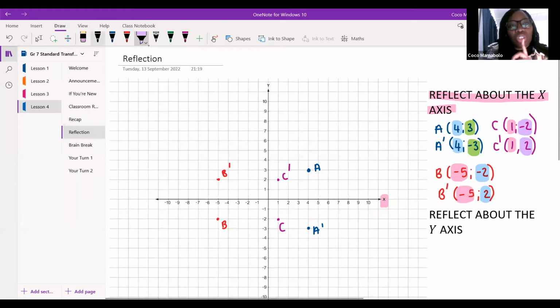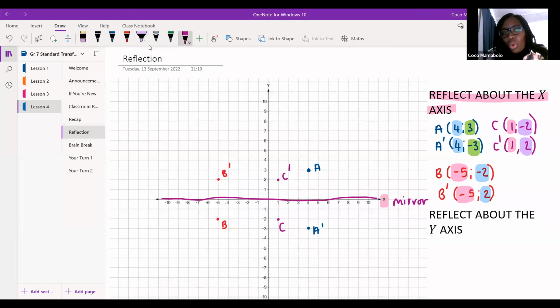Okay. Now, I want you guys to notice something else. If my X axis is my mirror, we are going to notice that if I look at my A, I'm going to start counting. 1, 2, 3. My A is 3 units away from my mirror, and A prime is 1, 2, 3 units away from my mirror. Let's look at B. B is 1, 2 units away from my mirror, and B prime is 1, 2 units away from my mirror.